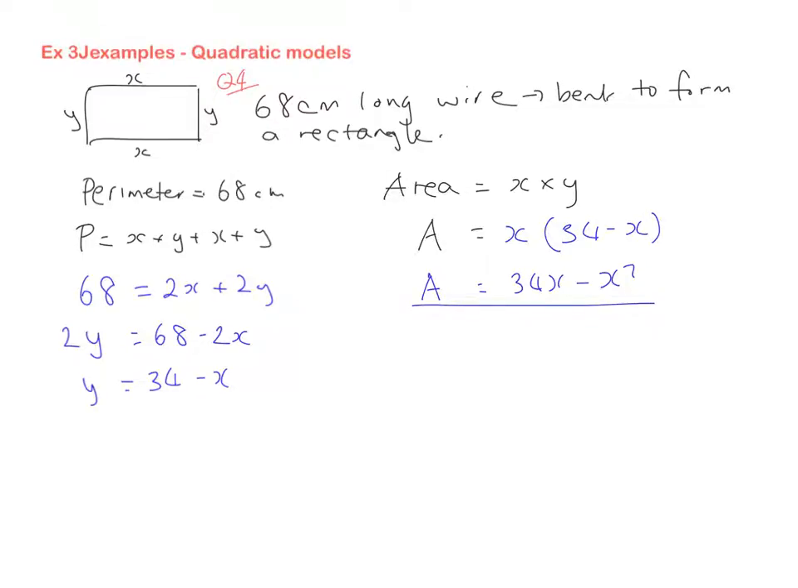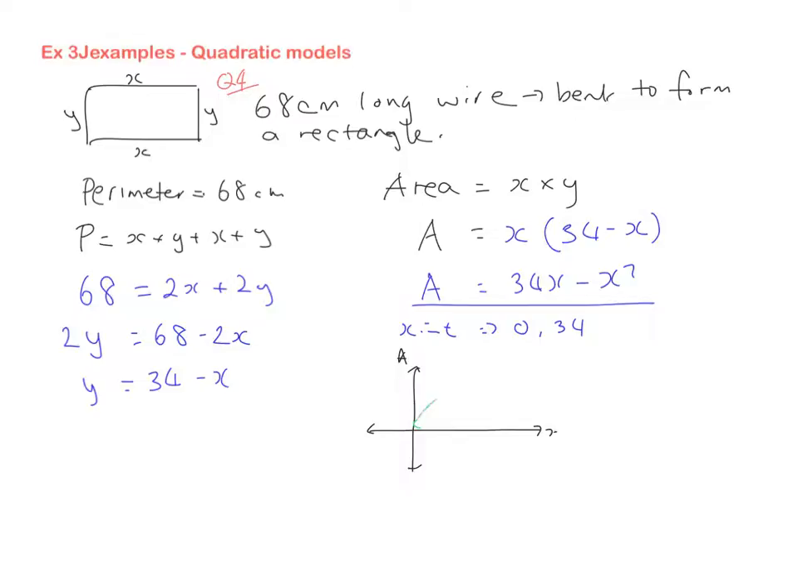Now part B wants you to draw that graph. If I go back a step, I've got my x-intercepts. My x-intercepts are going to be 0 and 34. I know that because of this negative x squared, it's an upside down graph. So I'm going to have that, that's going to be my x, this is my A, and I'm going to have my graph.